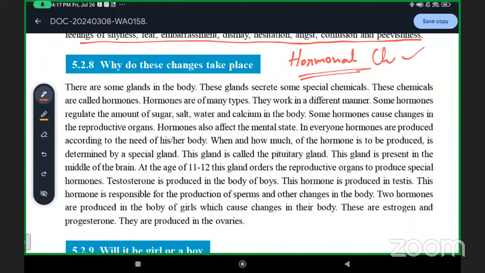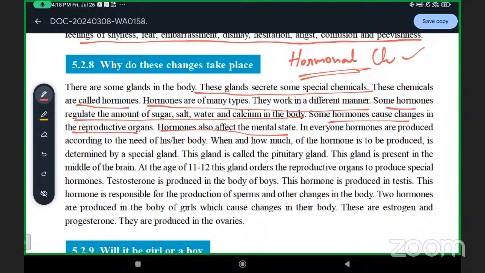There are some glands in the body, okay? The hormonal changes that I just talked about, and the glands we talked about. These glands secrete some special chemicals. These chemicals are called hormones. Hormones are of many types. They work in a different manner. Some hormones regulate the amount of sugar, salt, water, and calcium in the body. Some hormones cause changes in the reproductive organs. Hormones also affect the mental state.